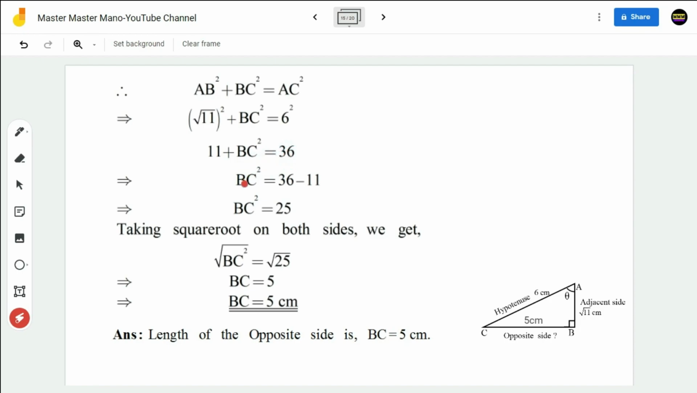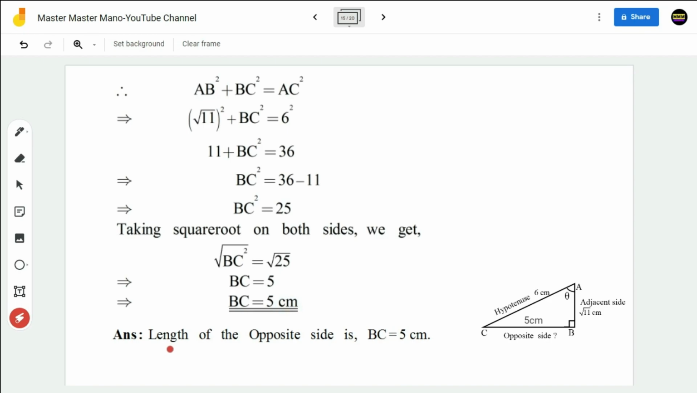Now BC square is written on the left hand side is equal to, on the right hand side we have 36. When this plus 11 goes to the right hand side of the equation, it will be minus 11. BC square equal to 36 minus 11, we will get 25. Hence BC square equal to 25. Taking square root on both sides, we get root of BC square equal to root of 25. When root of BC square is taken out, it will be simply BC equal to, when root of 25 is coming out, it can be written as 5. That is, BC equal to 5 centimeter.